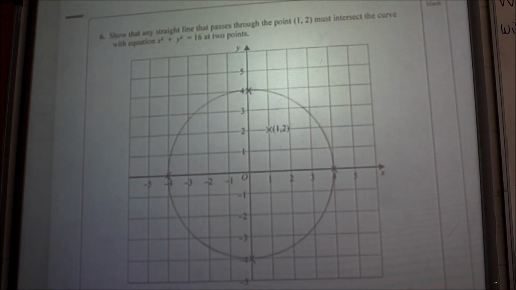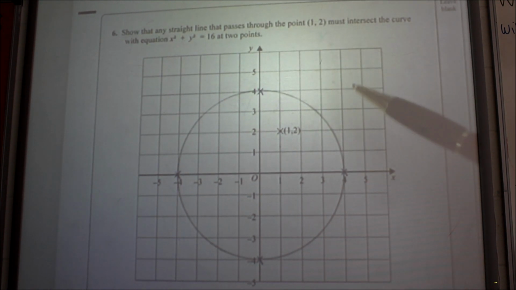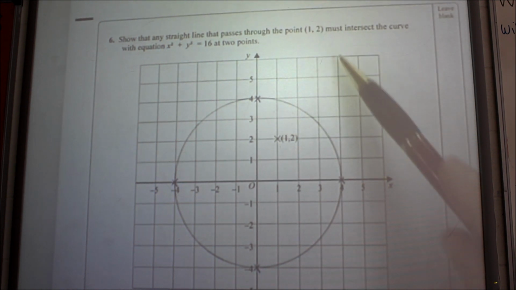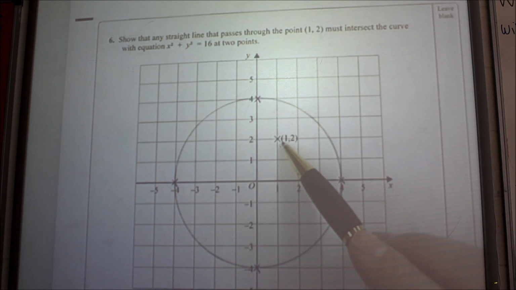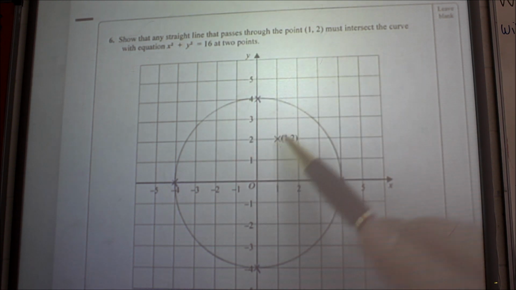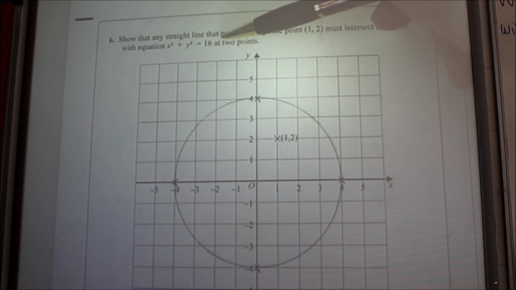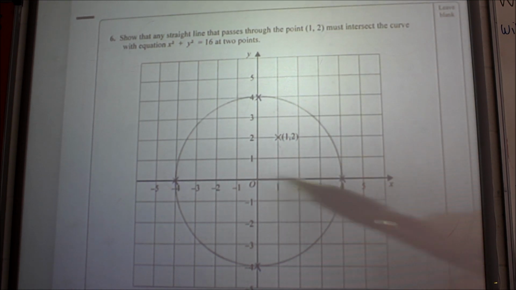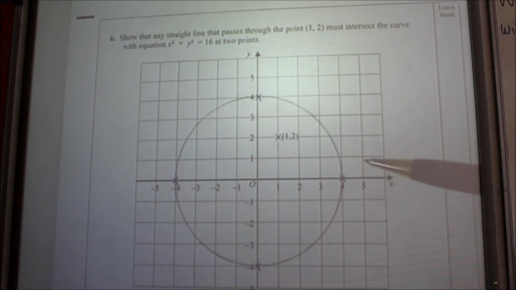And question 6, the last one. Show that any straight line that passes through the point 1, 2, so 1, 2 is there, must intersect the curve with the equation at 2 points. Okay, so you need to draw this curve. X squared add y squared equals 16. So if one of them's 4, the other one's 0, that'll be 16. So plot those points on, and it's going to be a circle. You need to draw it with a compass.